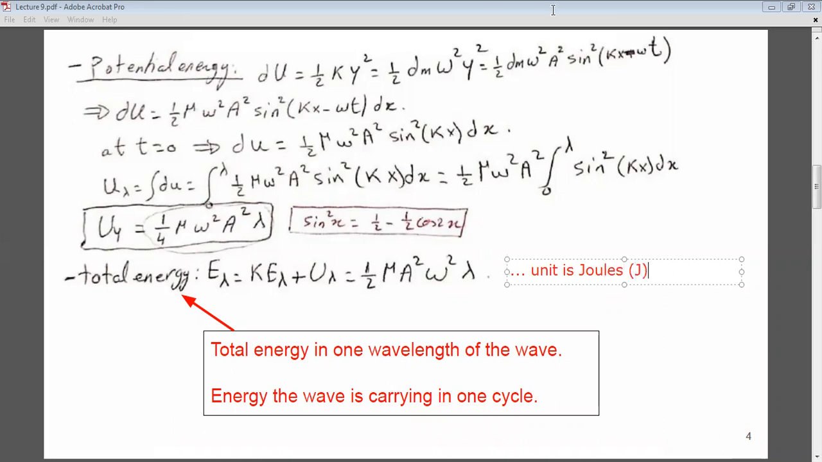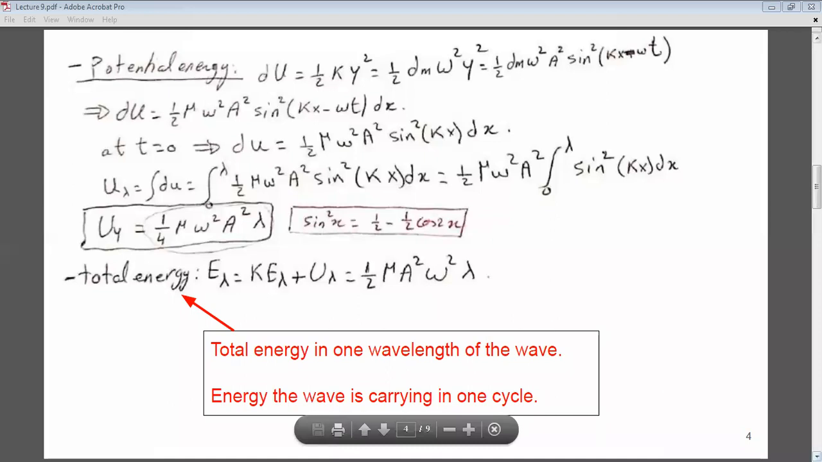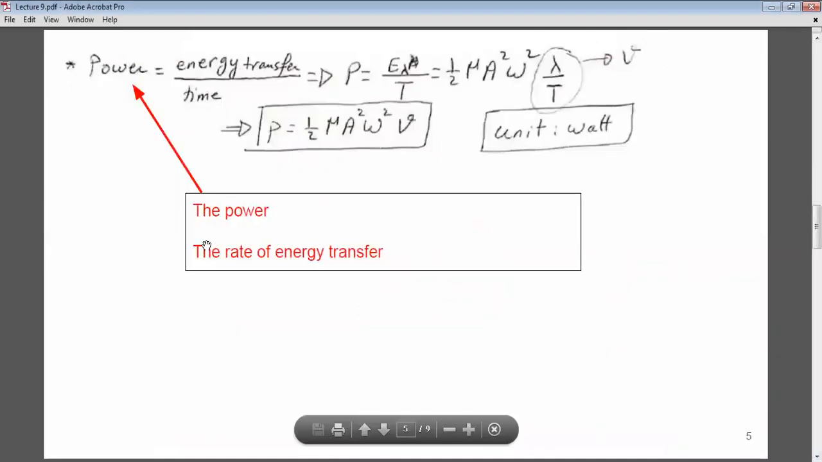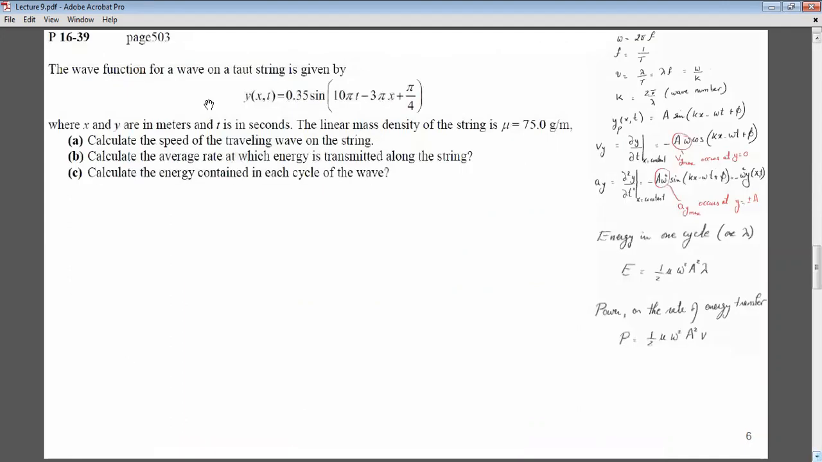The unit for power is watts. So they may ask me to get the power, or they may ask me to get the rate of energy transfer. So depending on that question. Let's start now by solving one exercise.